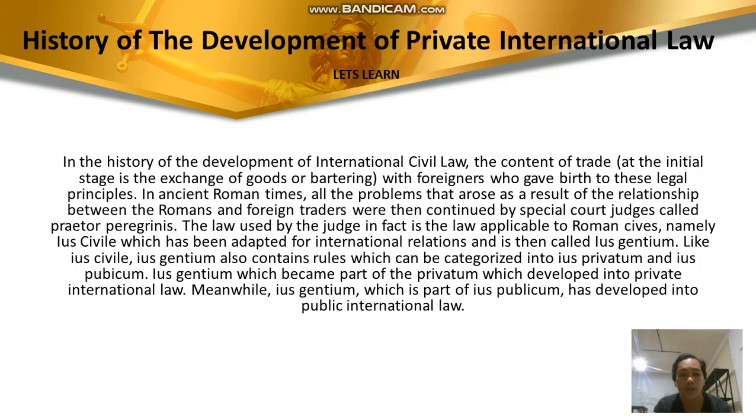Like ius civile, ius gentium also contains rules which can be categorized into ius privatum and ius publicum. The part of ius gentium which became ius privatum developed into private international law. Meanwhile, the part of ius gentium which is ius publicum developed into public international law.